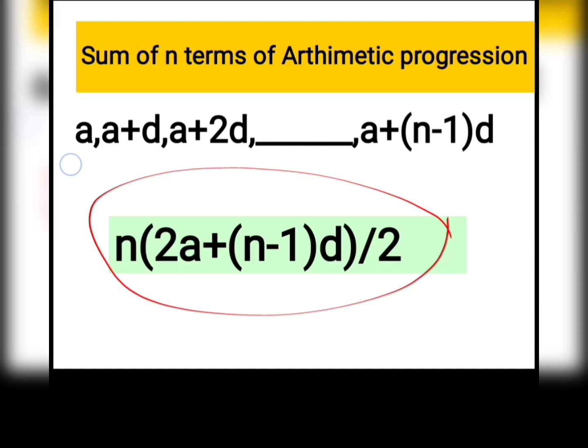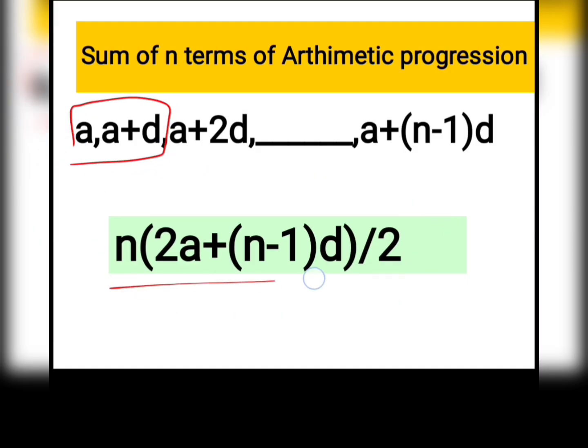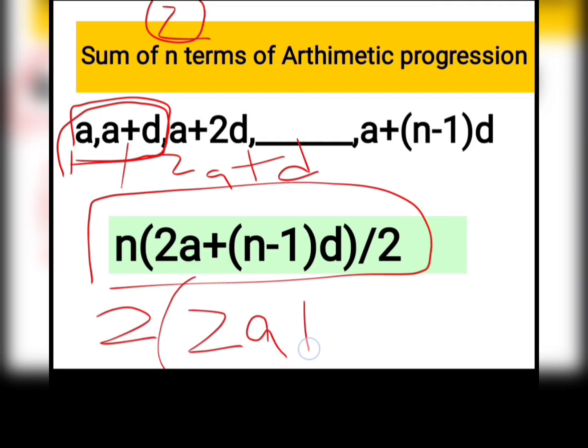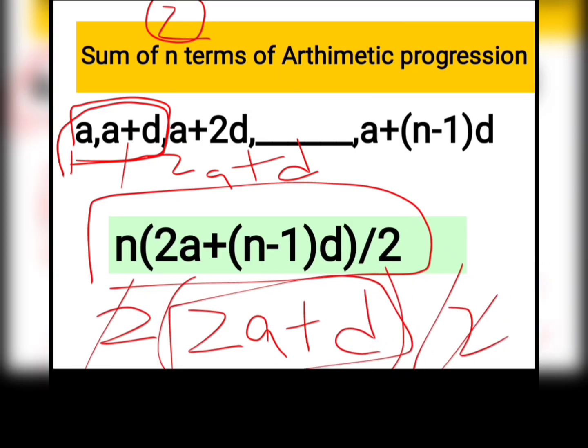Let's cross-check whether this formula is right or wrong. Let us find the sum of the first two terms. That is a plus a plus d, which is 2a plus d. That means for the sum of the first two terms, I am taking n as 2. So I am substituting 2 in place of n: 2 by 2 into 2a plus n minus 1, here again n is 2, so 2 minus 1 is 1, into d. The 2 by 2 cancels. It is 2a plus d.